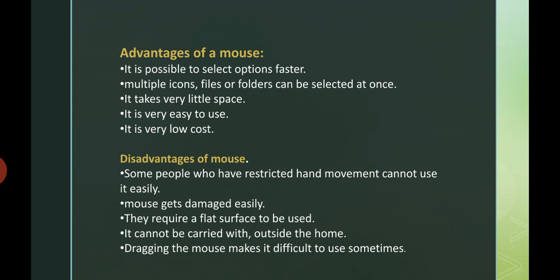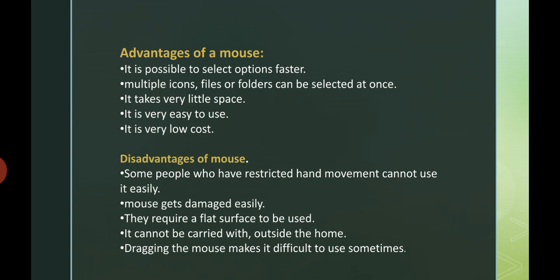The next part of this topic is advantages and disadvantages of the mouse. So first, starting with the advantages of the mouse: it is very low in cost, it is very easy to use, it takes very little space, multiple icon files and folders can be selected at one time, and it is possible to select options fast. These are all the advantages of the mouse.